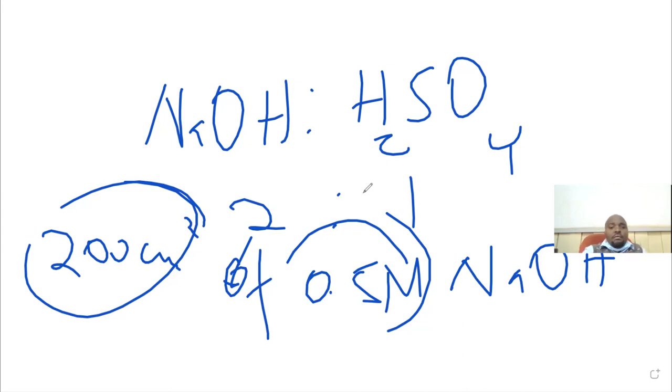Then heat the solution to saturation. Allow the saturated solution to cool to form crystals. Then dry the crystals between filter papers.